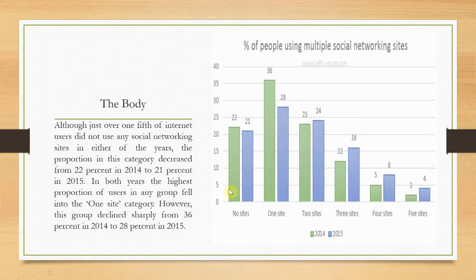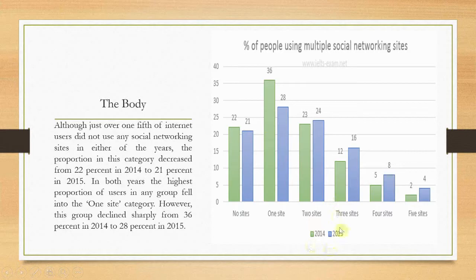And in the body, you can highlight the significant data. For example here, the highest one is in one-site users and the lowest one is in 5-sites users. You can also start with the no-sites data. For example, although just over one-fifth of internet users did not use any social networking sites in either of the years, the proportion in this category decreased from 22% in 2014 to 21% in 2015.